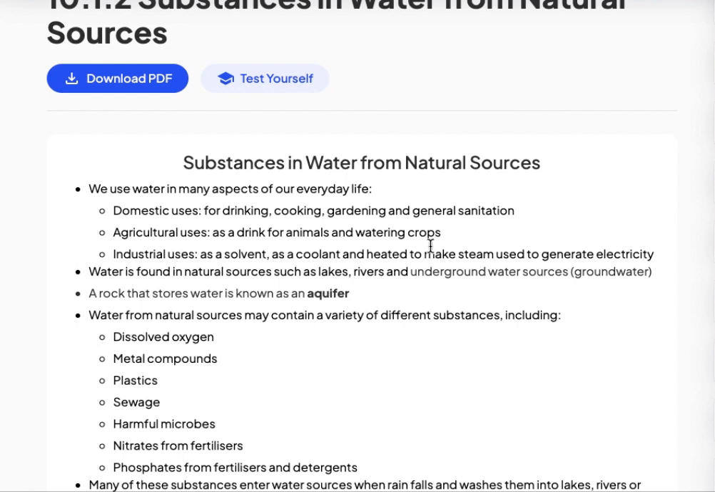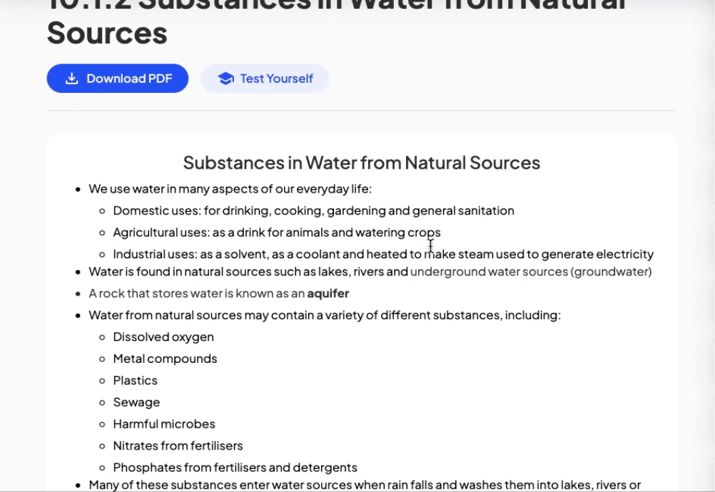Water is found in natural sources such as lakes. We find it in springs, in rocks, in streams, in rivers, and underground. That's why we can sink a borehole and get water out of the ground to power our homes and whatever else we want to power. So you find water underground.